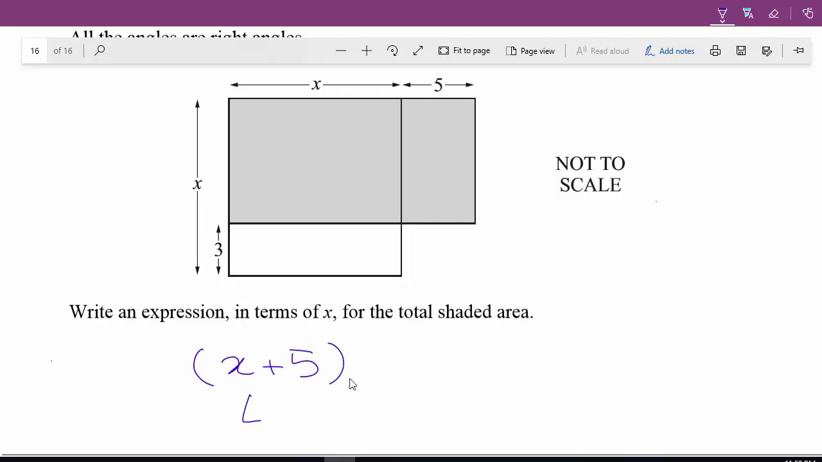This is the length times the width, this much is x. The width, we should cut off 3 from the x to get the width. So x minus 3 is the width. The question says expression, we must not put any equal. What does this equal to? We don't know and we don't want to know, and you don't have to find it because you can't. This is the expression.